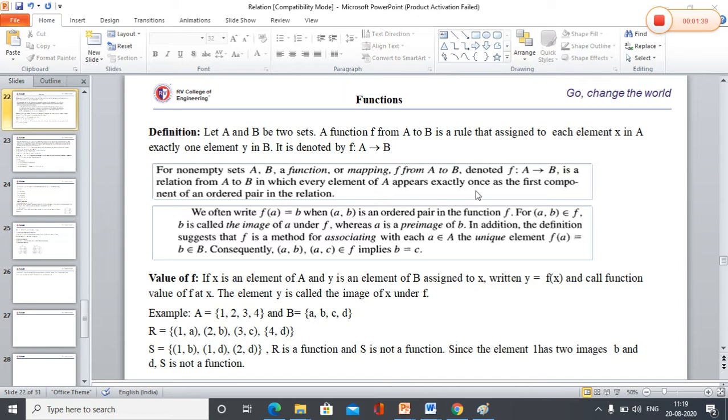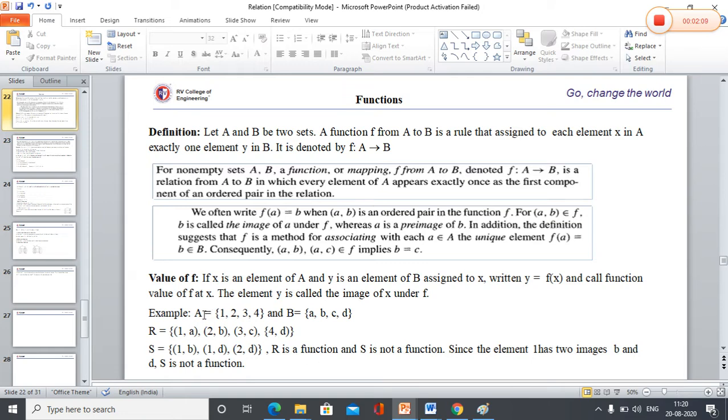Okay, so if we say that there is a function f from A to B, it's a relation from A to B in which every element of A appears exactly once as a first component of an ordered pair in the relation. So basically, what does it mean? It's a relation only where each element of the first set appears exactly once. Okay. So what does it mean? That we will see using an example.